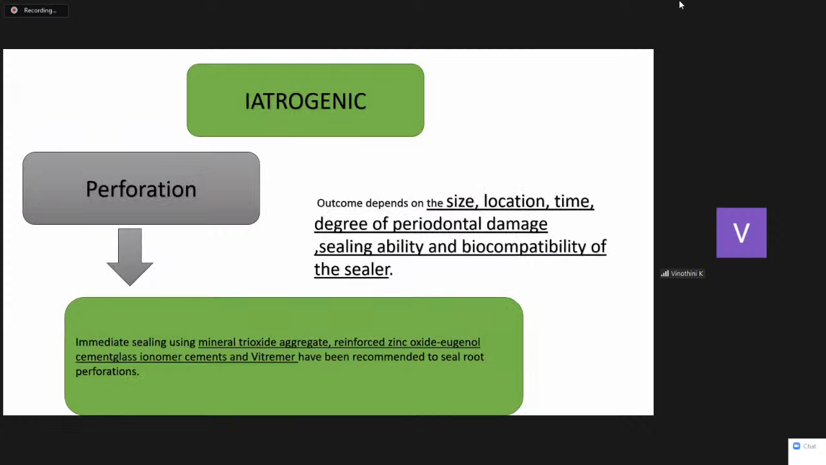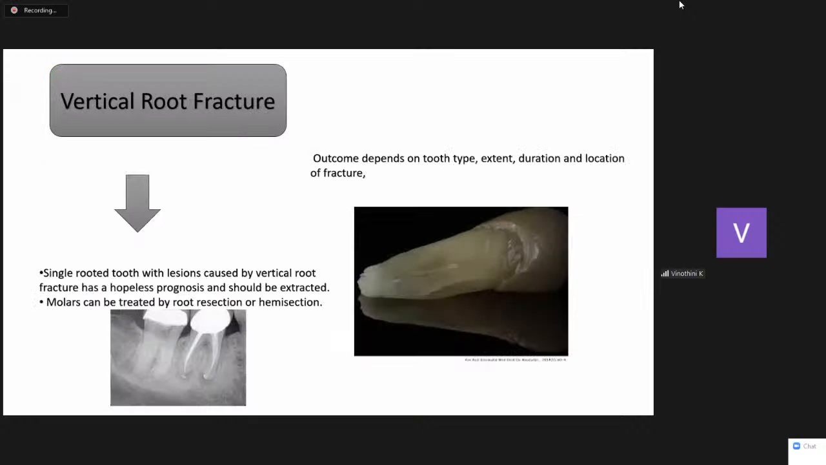In case primary endo is also caused by iatrogenic perforation, perforation repair depends upon the size, location, time, the degree of periodontal damage, healing ability, etc. And with vertical root fracture, single-rooted tooth lesions caused by vertical root fracture have a hopeless prognosis and should be extracted. Molars can be treated by root resection or hemisection.